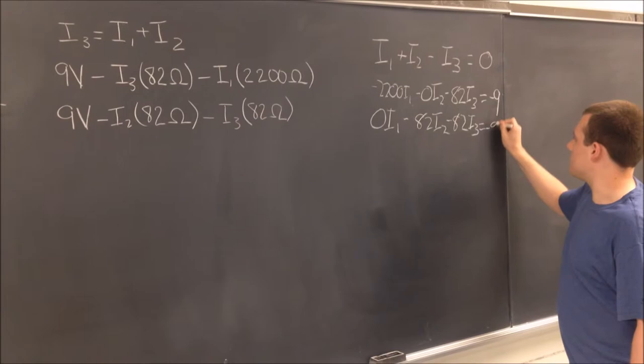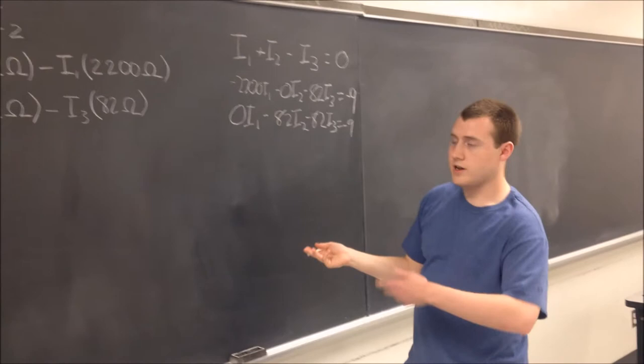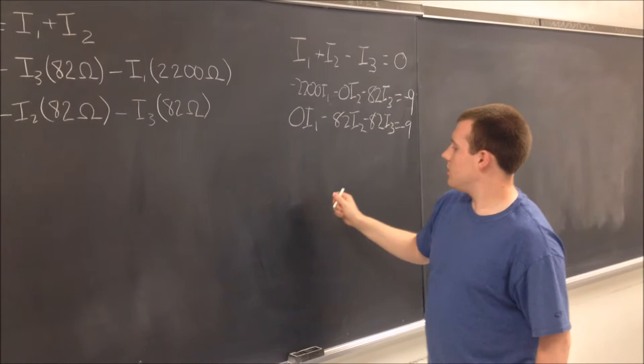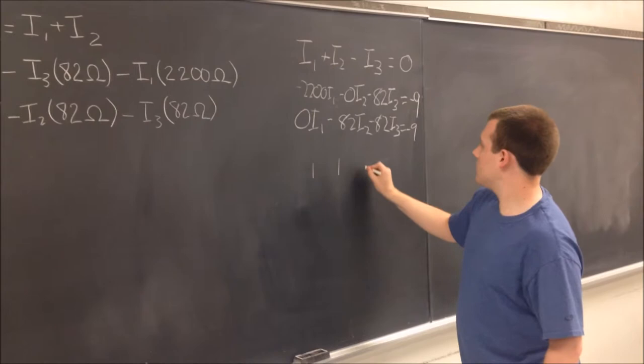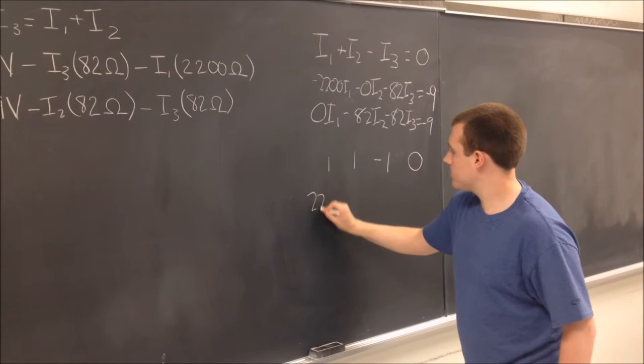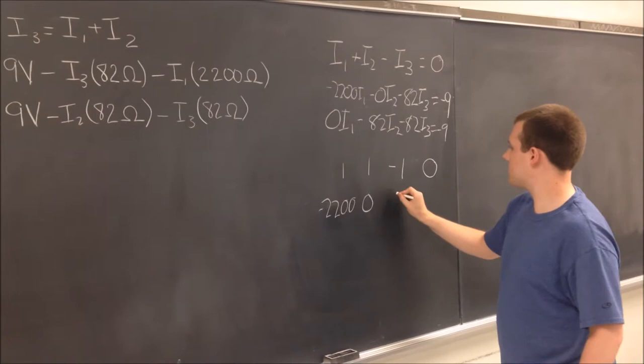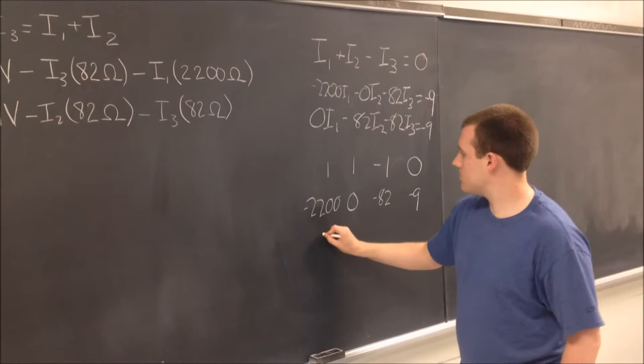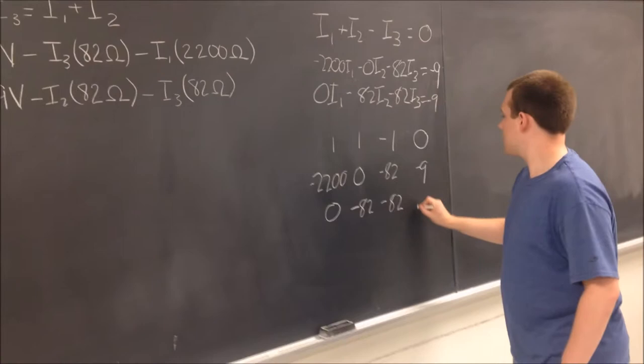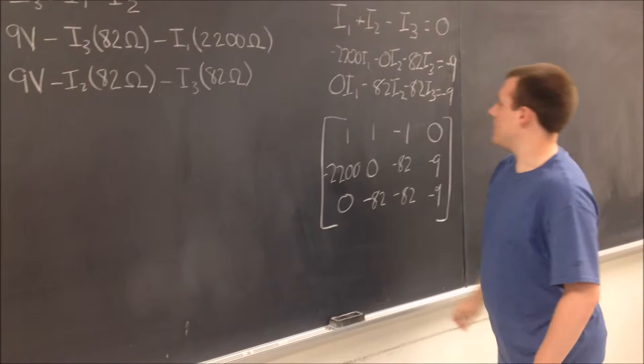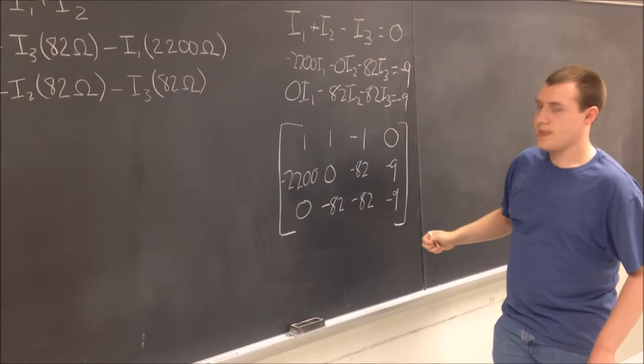And then once you have this set up this way, it's very easy to then transport them into an augmented matrix. So you can take your coefficients and here we have our augmented matrix of all the coefficients in front of our currents. And now you can solve for each of the currents by putting this into reduced row echelon form.